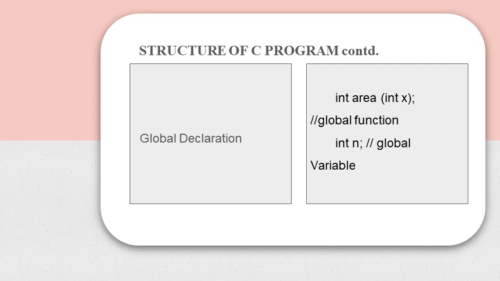Here you can see two global declarations. One is the function area with return type integer, which takes an argument of type integer, and another one is n, a variable of type integer. So both are declared globally, which can be used throughout the program, and are not restricted to a particular function.